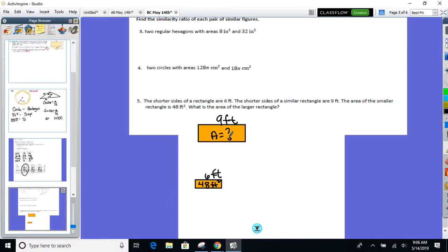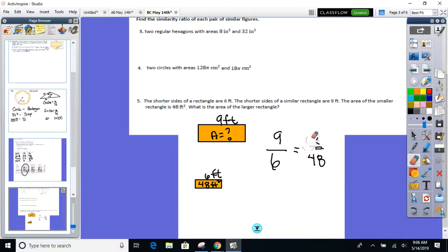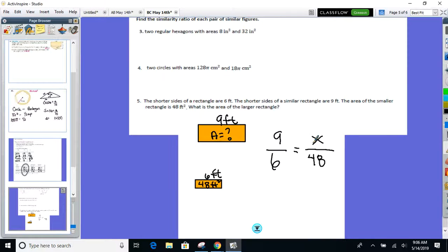Hey, you guys know the ratio of the sides? What is it? 6/9, 9/6, whatever direction you want to go here. So that's the ratio of the sides, and you can reduce that if you're feeling warm inside. And then I'm told the area of the smaller one's 48, and we need to find the area of the larger one. Is that true? Is this ratio true? Let me clean it up a little bit. Is that a true ratio right now to solve?